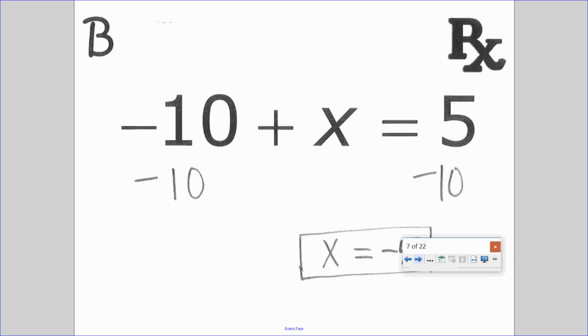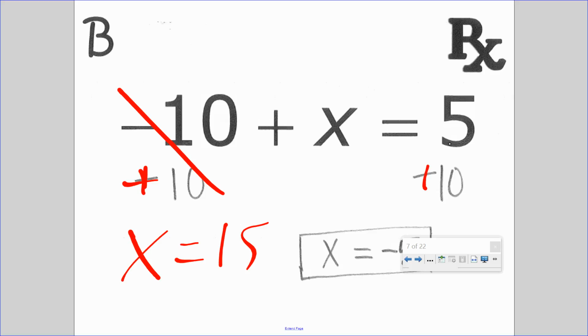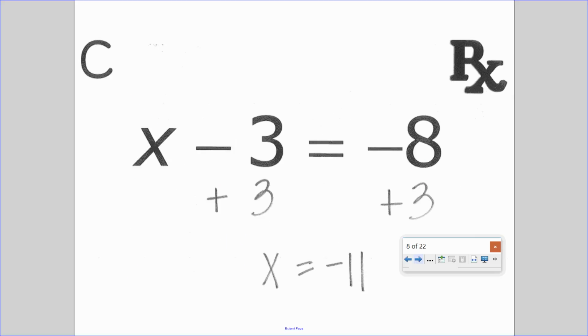B. Why is this wrong? I need to isolate x. I need to get rid of negative 10. The inverse is plus. Well, they used the wrong operation. This cancels. X really should be 15. 5 plus 10 is 15. Silly.